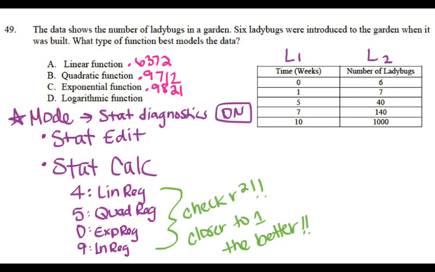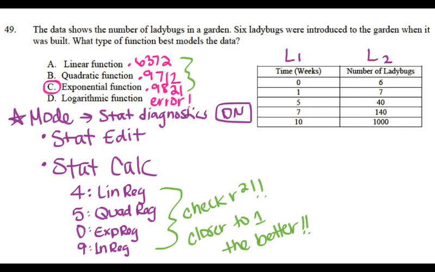Stat, Calc, go to number 9, the logarithmic regression. This one gives you an error, which is okay. That just means the logarithmic function does not work, so you don't have to worry about that. Now, out of these three, you've got to pick the one that's closest to 1. The function that is closest to 1 is the exponential function, so the exponential function is the one that best models the data in the table.